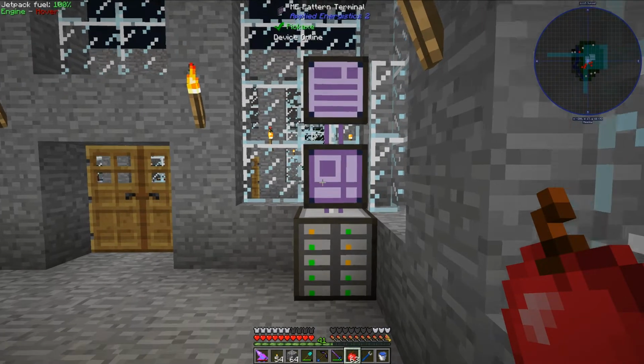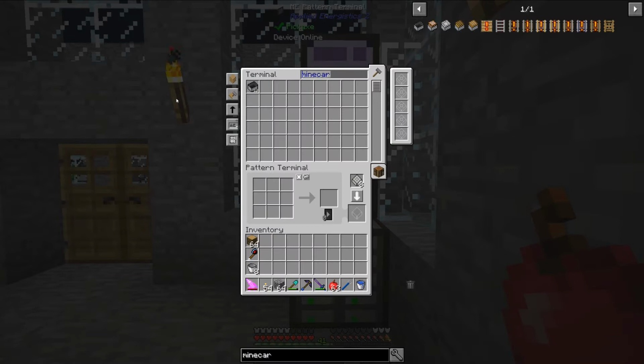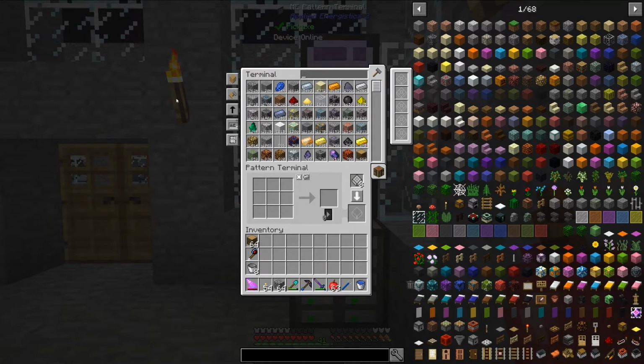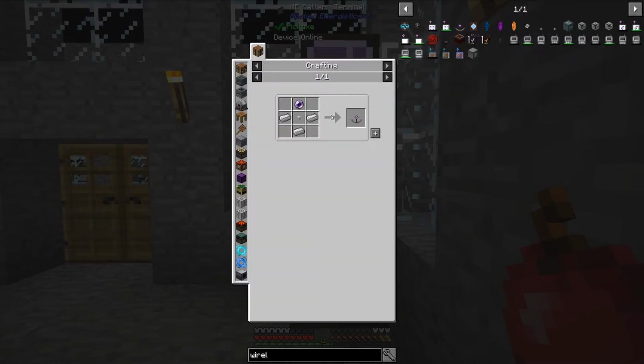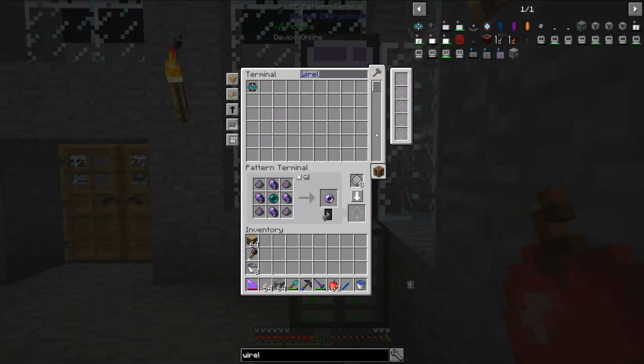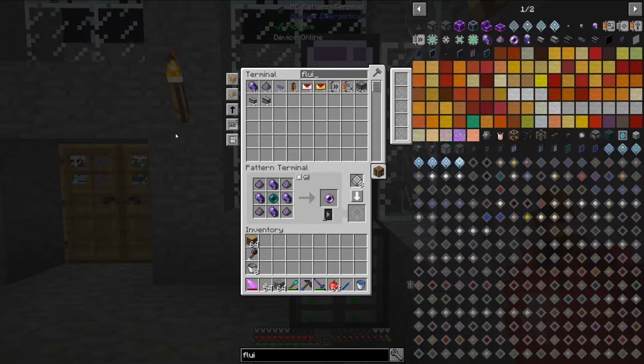Okay, so I have all that stuff stored away. The next thing I want to do is the wireless access point. So let's take a look at what that will entail. The first thing we're going to need are 2 of these wireless receivers. And we have 4 of the 5 items that we need here. We just need this flux pearl. Flux pearls are not too expensive. I think I have plenty of flux here. Yes, I do. So I can make 2 of these.